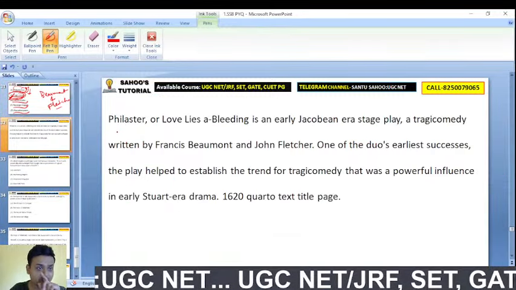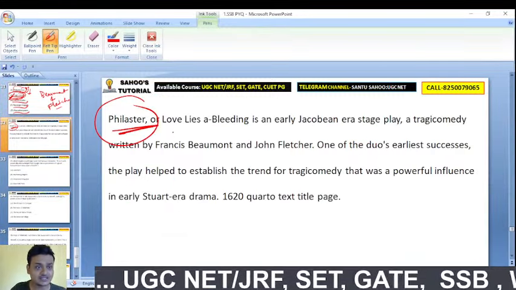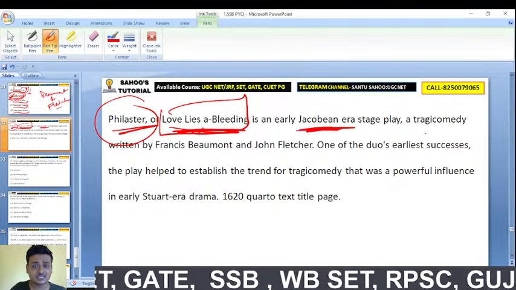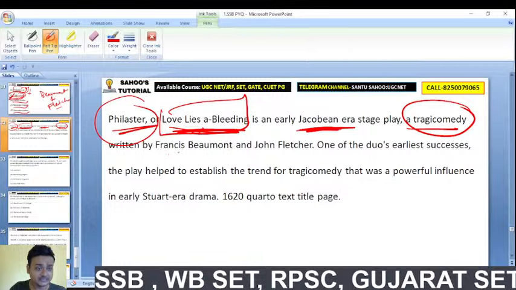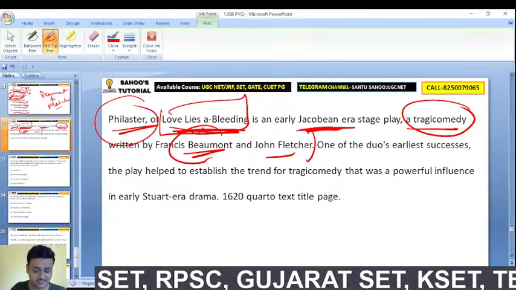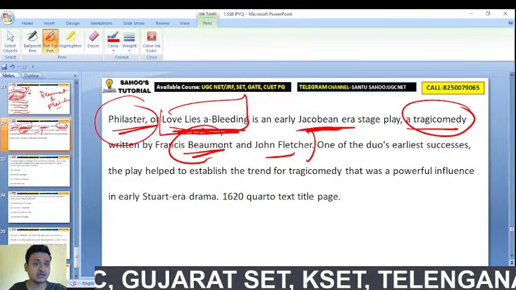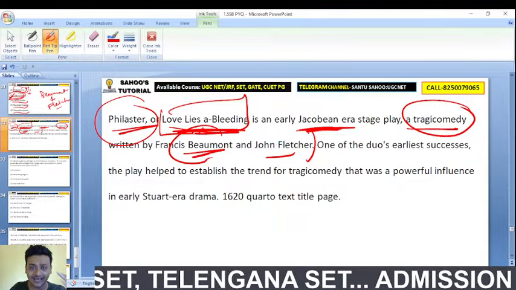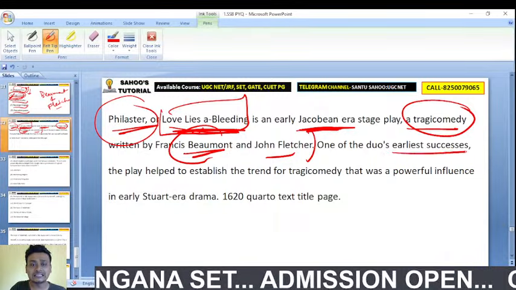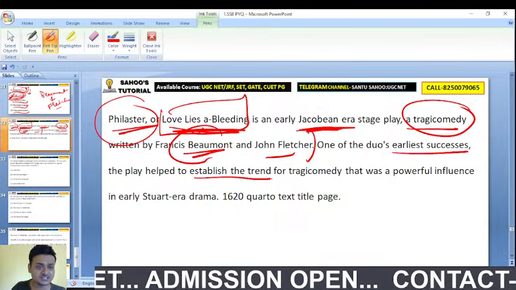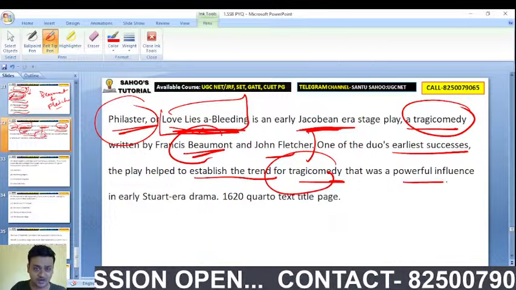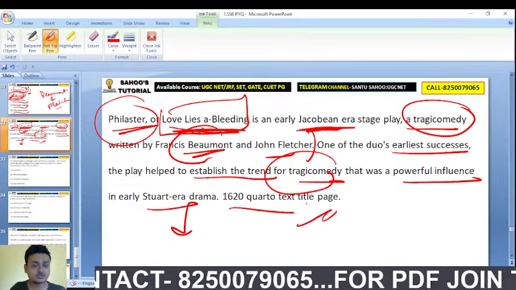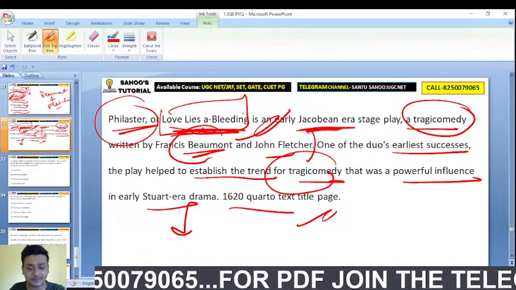Philaster has the subtitle Love Lies a-Bleeding. It is an early Jacobean era stage play, a tragic comedy written by Beaumont and John Fletcher. Remember that Philaster has a subtitle called Love Lies a-Bleeding. It was one of the duo's earliest successes. The play helped establish the trend of tragic comedy that had powerful influence in the early Stuart era drama. The quarto text is from 1620.